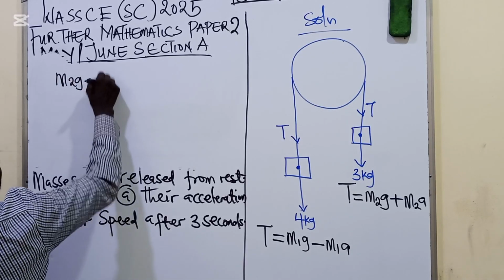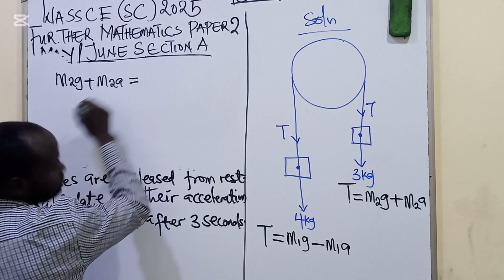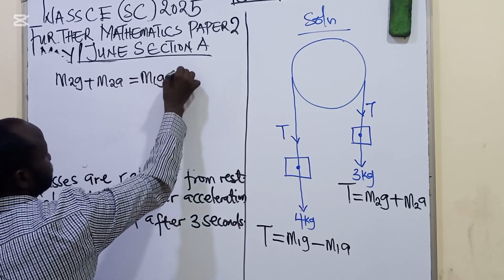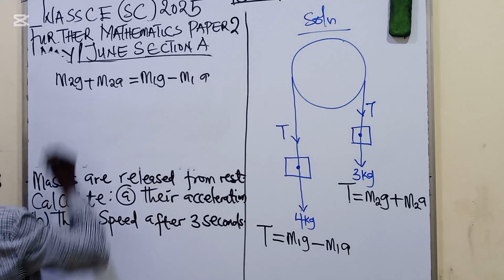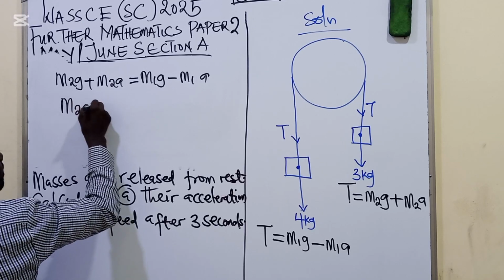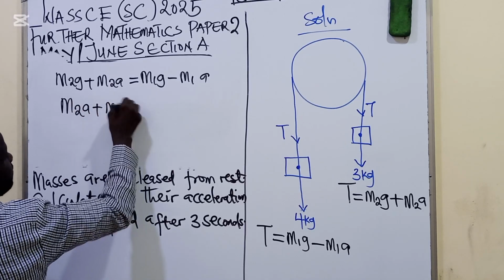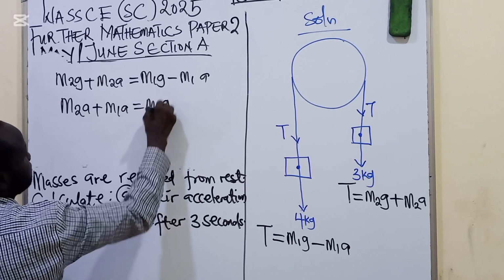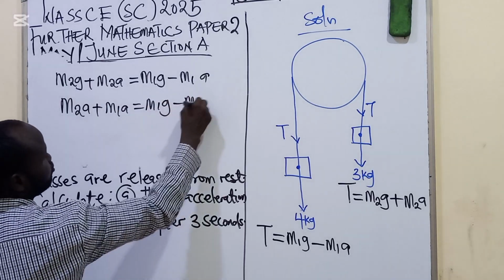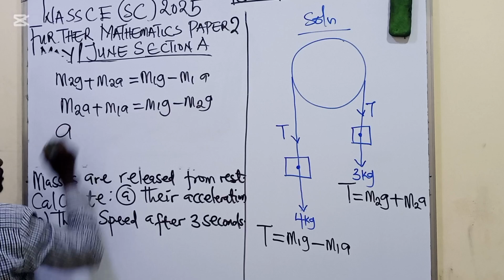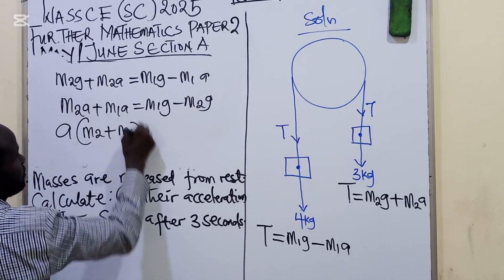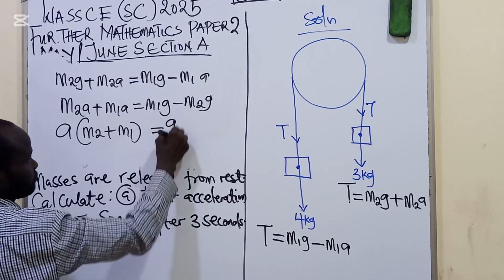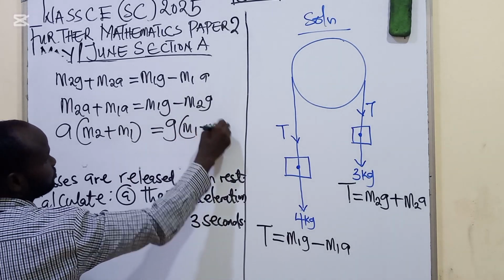m2g plus m2a will be equal to m1 multiplied by g minus m1 multiplied by a. Our aim is to find a here now. Let's collect those with a on one side. Let me transfer this to this side. That will be m2a plus m1a equals m1g minus m2g. So at this point, we can factor out a, which will be left with m2 plus m1, equal to g, which is common here, so we can factor out g into m1 minus m2.